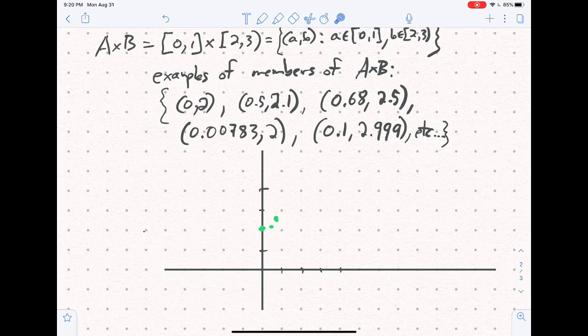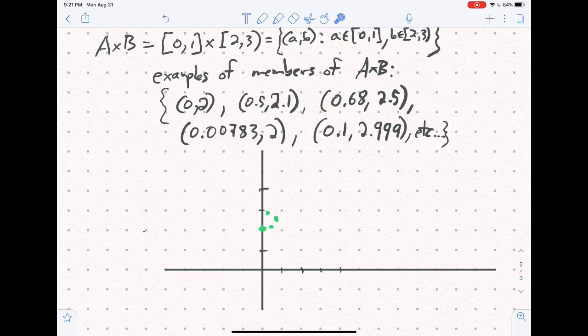And then 0.00783, this one is really close to 0, and y is exactly equal to 2. So on the x, it's just a tiny bit to the right of the origin, and then up above, we're at 2. So it's right next to that other green dot. In fact, it's so close they would probably just overlap each other in this picture. And we'll do one more, (0.1, 2.99). That one is going to be right up there. So you'll notice, first of all, these points seem to be in this area.